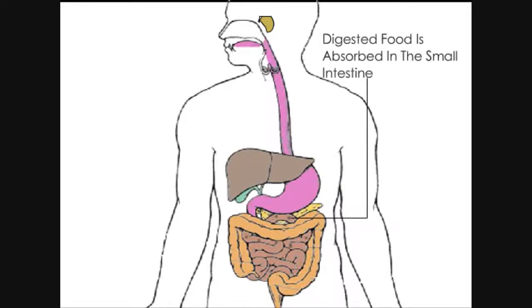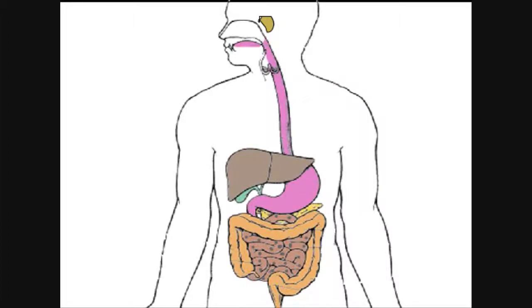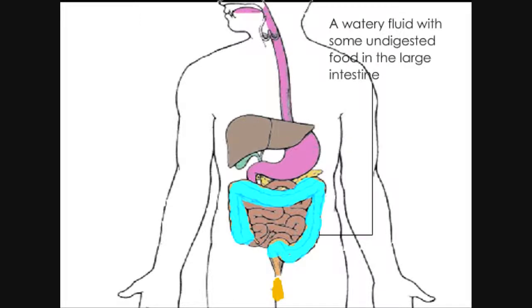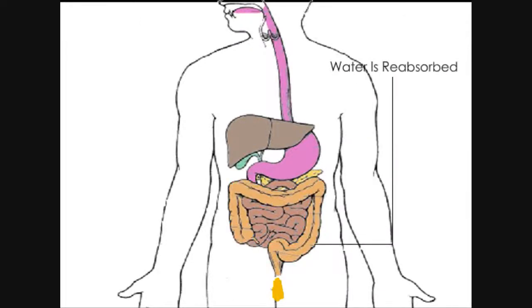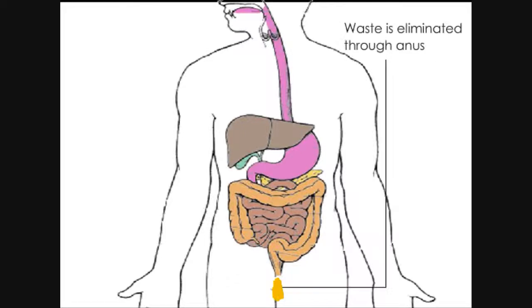In the small intestine, rhythmic movement of the walls churns up the food and mixes it with the digestive juices, which include pancreatic and bile juice. Further digestion then takes place as the result of the action of enzymes present in these juices. The digested food is absorbed in the small intestine. The large intestine absorbs water. It eliminates the undigested food through the anus.